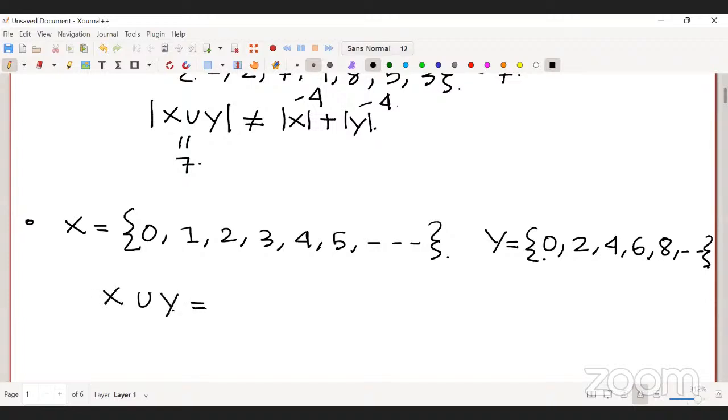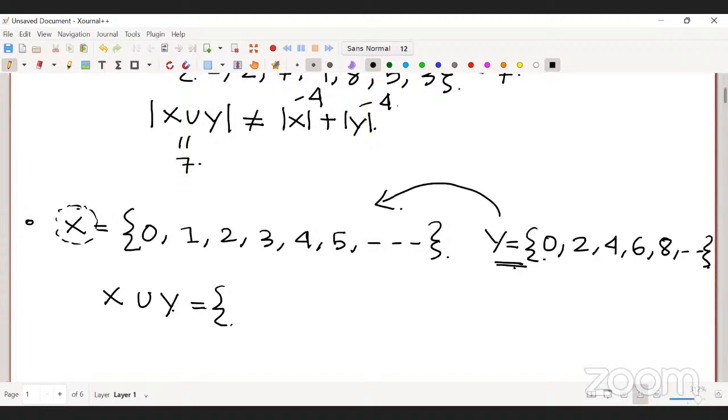X union Y equals X, sir. Correct. So basically, as you can see, all the elements that are in Y are already in X. So I don't have to consider the elements of Y again in the union. I just need to consider all the elements of X, because X already contains Y. I don't have to consider the elements of Y twice, because all the elements of Y are already inside X.